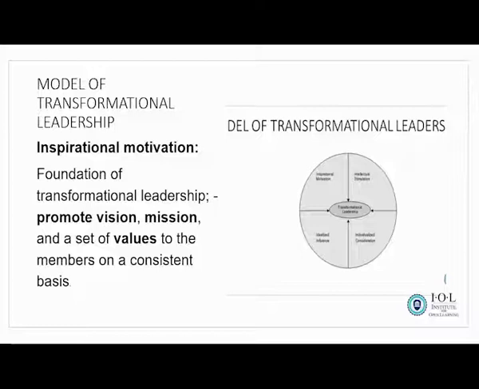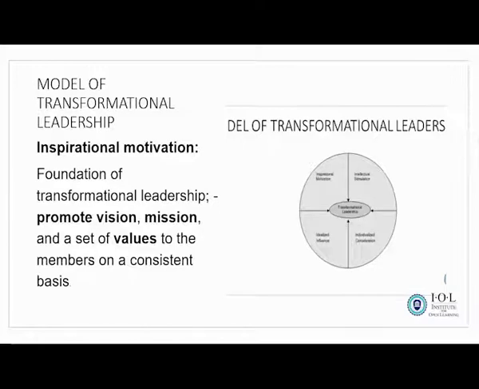Let us look at the first one, inspirational motivation. As the word indicates, a leader inspires, and that inspiration motivates others to do their best, as opposed to an autocratic leader that enforces everything on staff members. An inspirational leader takes another road.